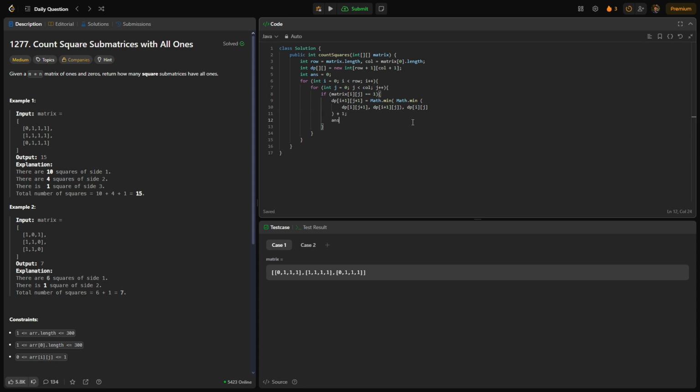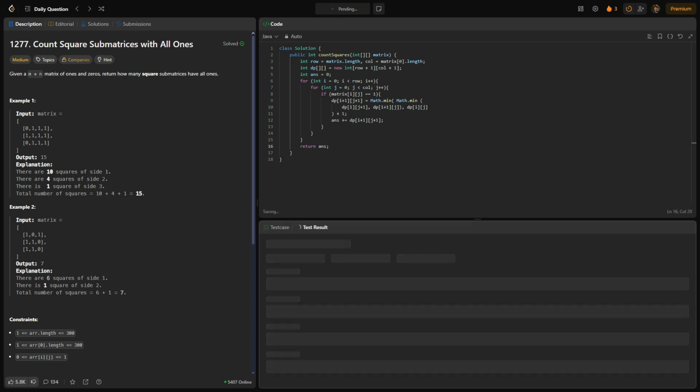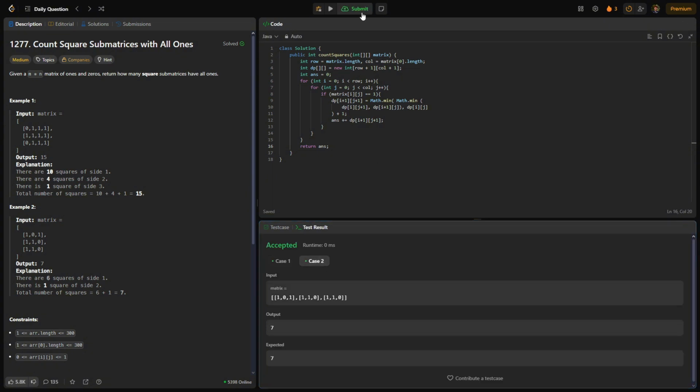And then we can update our answer as well to plus equal the dp of i plus 1 of j plus 1. That way we can just update it all within the same loop. And then simply return our answer. If we run this, passes our test cases, and if we submit it, passes all solutions.